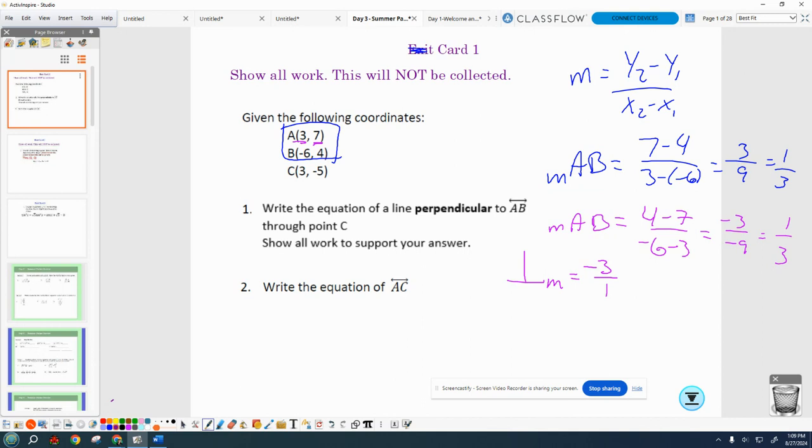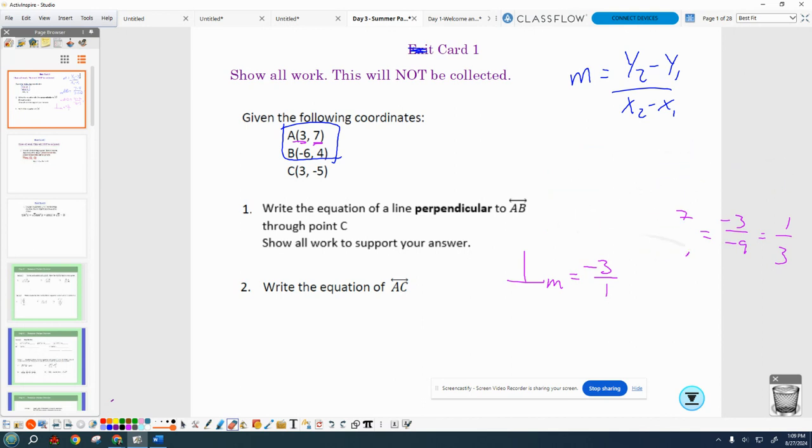Zach, I need the equation of a line through point C. What would you do? I'll probably take the perpendicular slope, so it'll be -3/1, and then find a point where, if C is 3... Right, so you're looking to find the b value for the y equals. Okay, so let me show you, welcome to calculus.